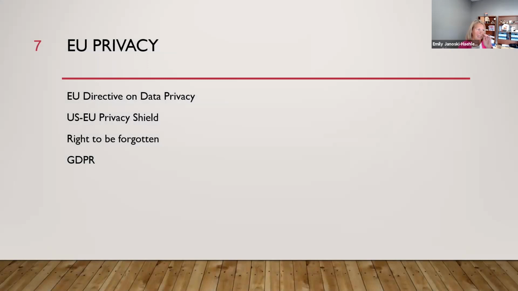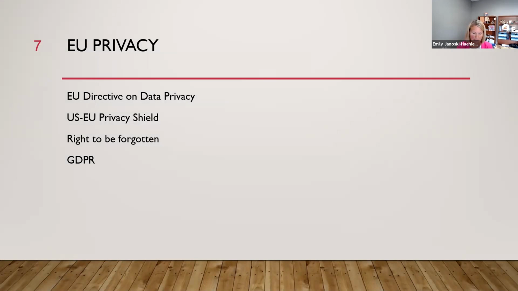So when we talk about EU privacy, we talk about the EU directive on data privacy from 1995. So we do a historical look back where the EU said you have to pass national privacy laws, we have to create data protection authorities, you can't transfer EU citizen personal data to non-EU countries that don't meet the privacy standards.